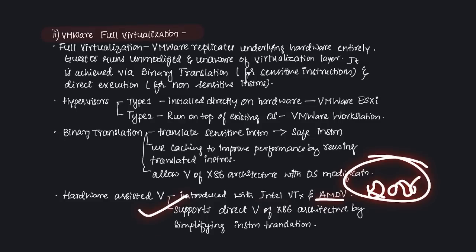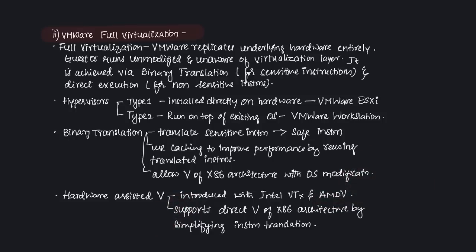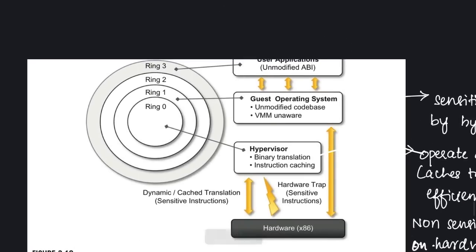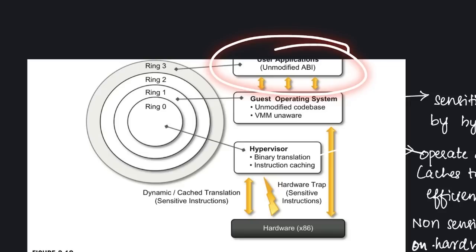So this will support the direct virtualization of x86 architecture by simplifying the instruction translation process. Here, if you look at the figure, we have a full virtualization reference model. In this, the third layer, we have the user applications. These are the applications that will run inside the guest operating system, that is in ring 3.